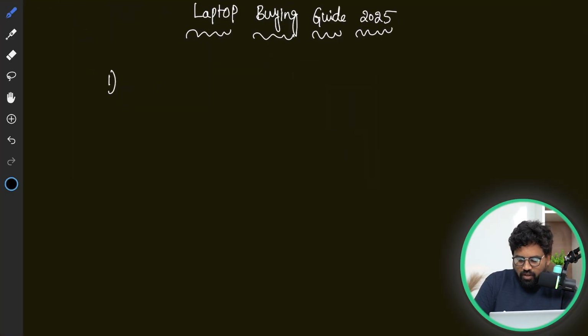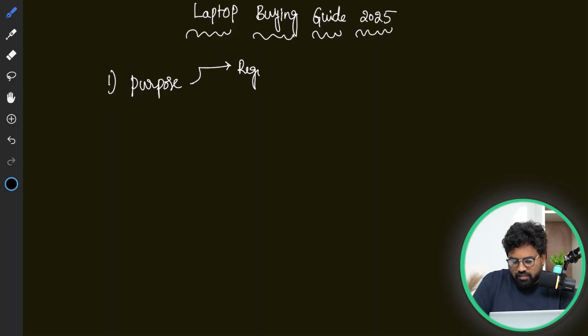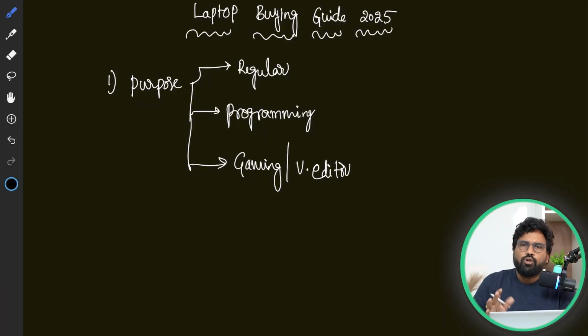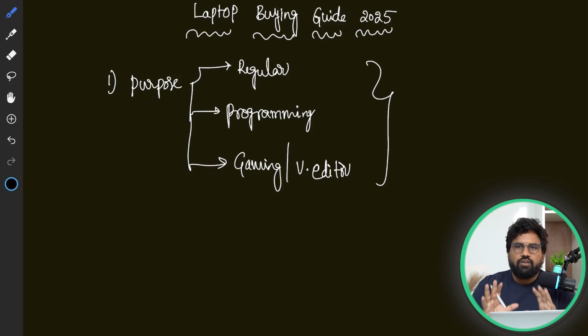First point, you need to take care of the purpose. I have divided the purpose into three parts. The first is regular studies, the second is programming, and the third is, for example, if you want to go for gaming or video editing, or if you want to use heavy software. These are the three categories, and you have to decide which category you belong to.